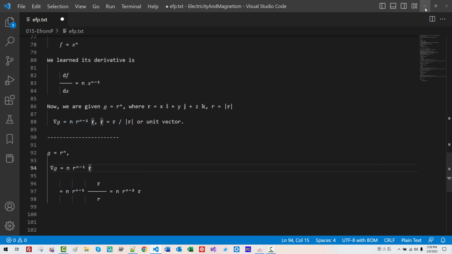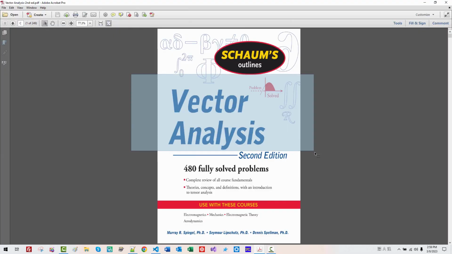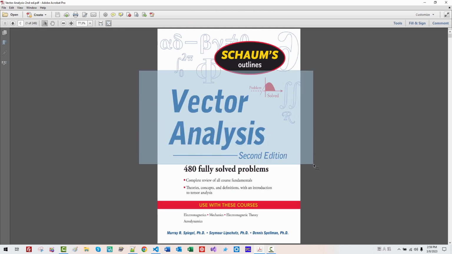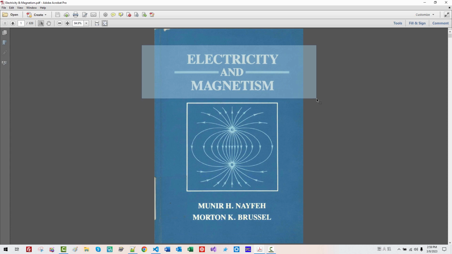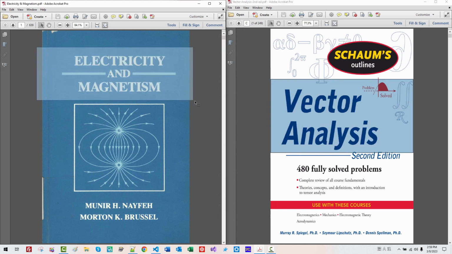Vector calculus is simple. With this book, Vector Analysis, you can completely master vector calculus. But learning vector calculus with this book alone is not very fun or interesting. However, you learn electromagnetism side by side with vector calculus. You can master vector calculus as well as electromagnetism.